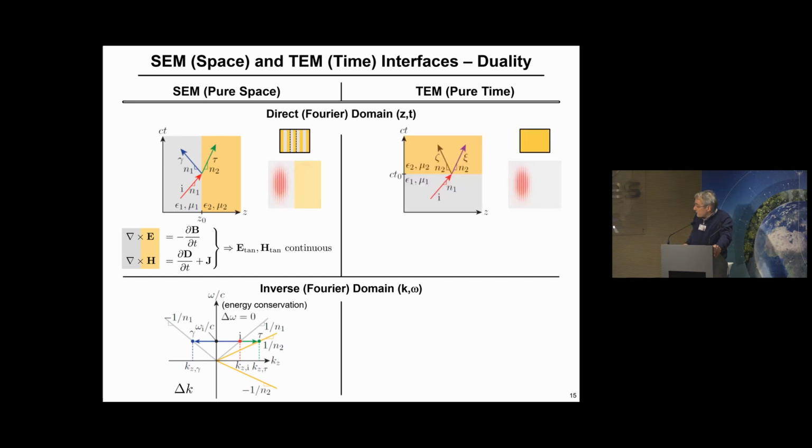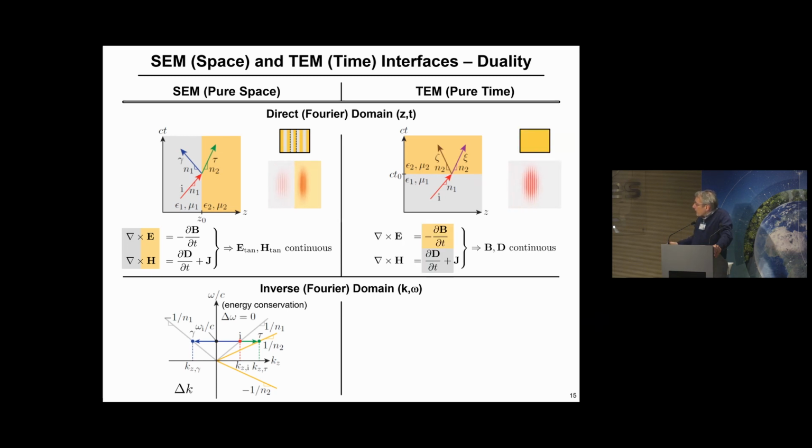Now, the dual is much less obvious. It was discussed by Morgenthaler at Bell Labs. Now, what you see here, you have a system that varies only in time. So you have an earlier wave, and then you have a later wave that goes backward, and a later wave that goes forward. It's very different physics.